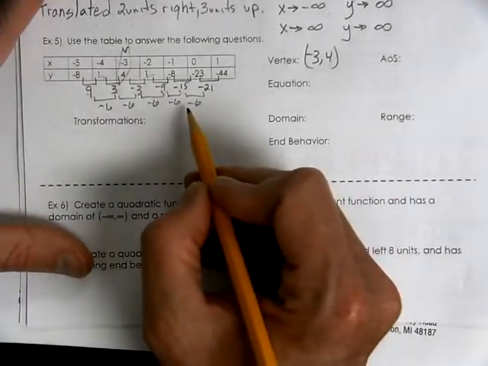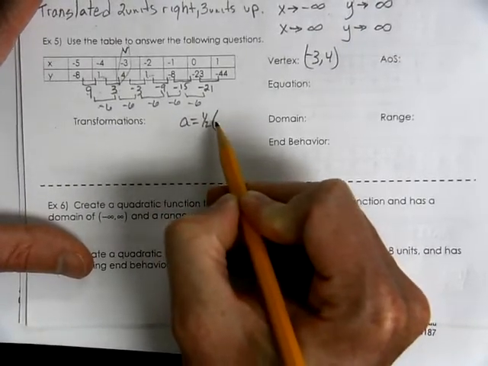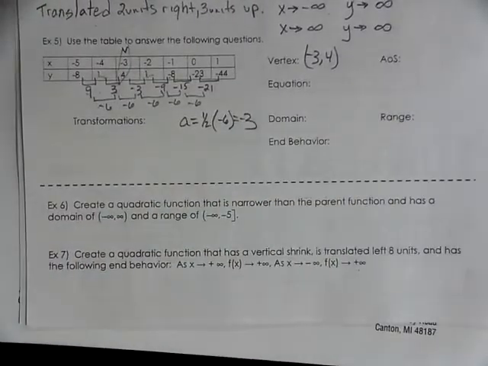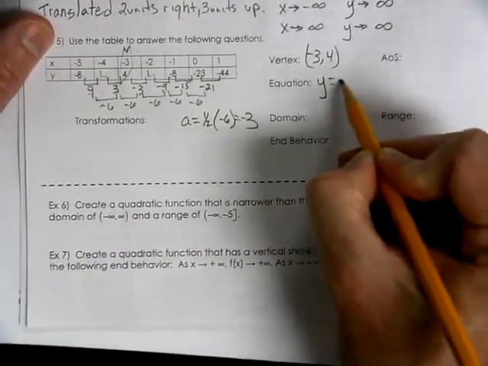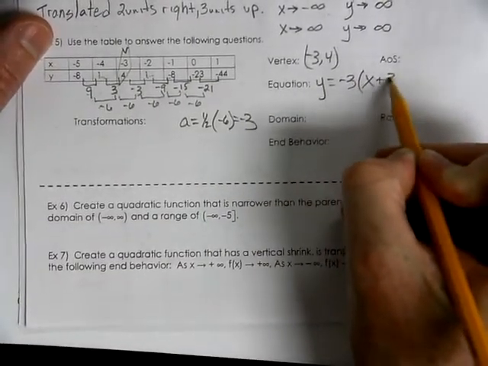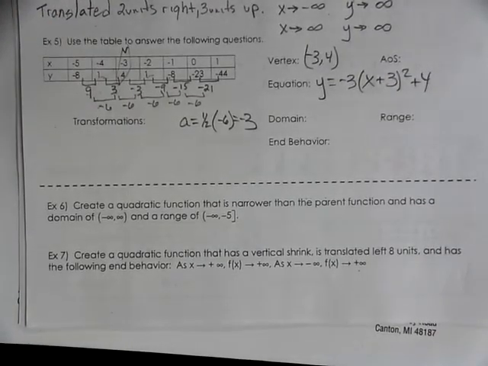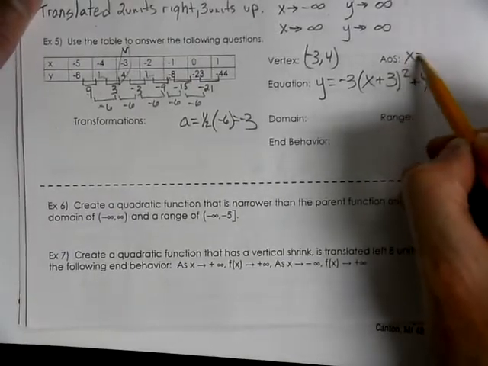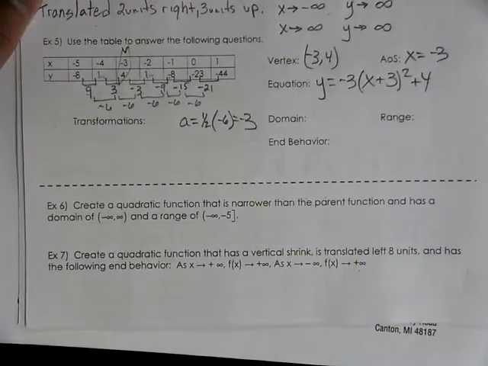So you know that your a value is going to be half of your second common difference. So it should be half of negative 6, which is negative 3. So our equation is going to be y equals negative 3 times (x plus 3) squared plus 4, because our h value has to go into our equation as negative 3, so x minus a negative 3 is a positive 3. The axis of symmetry is going to be at our h value.